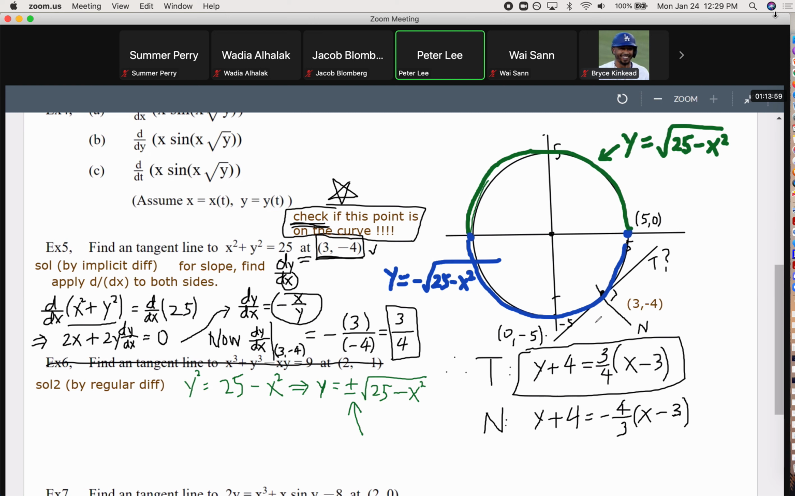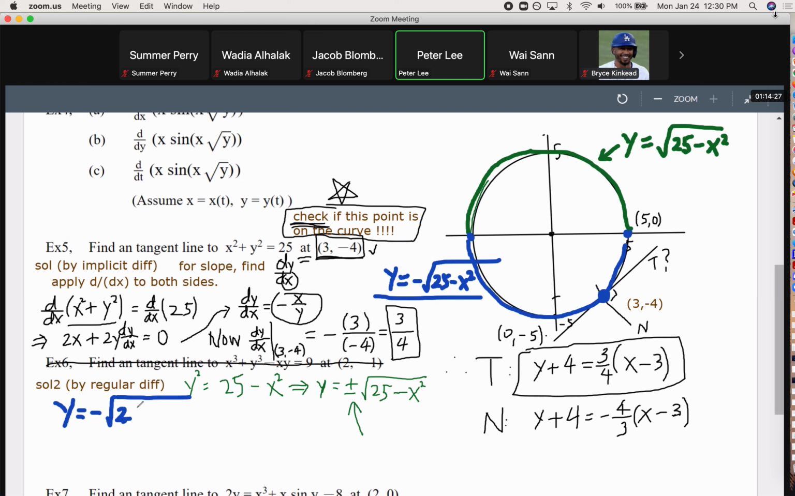Now, note the point in question, (3, negative 4). This point right here is where the question is on our problem. So now, what is that? Oh, it's this guy right here. So which do we choose? We choose the negative. So y is equal to what? y is equal to minus the square root of 25 minus x squared.